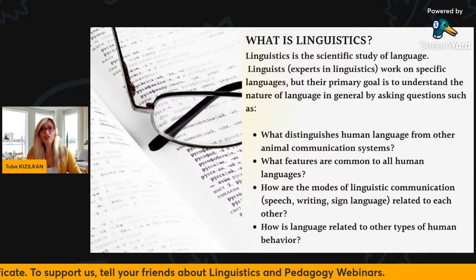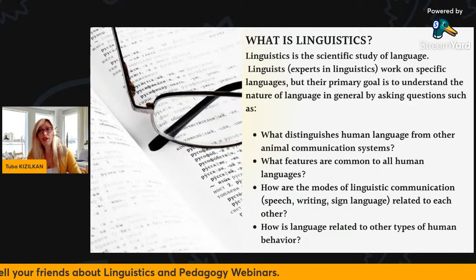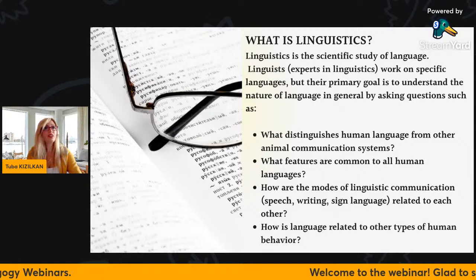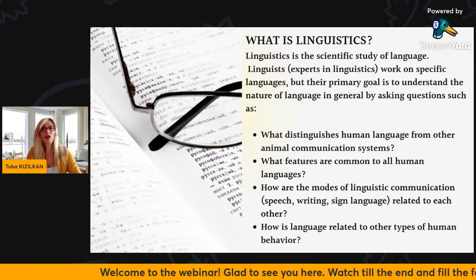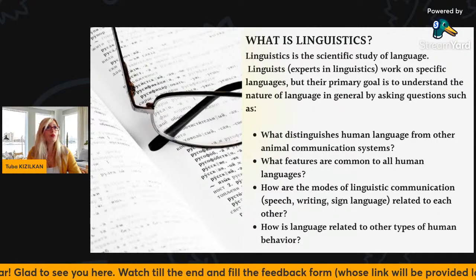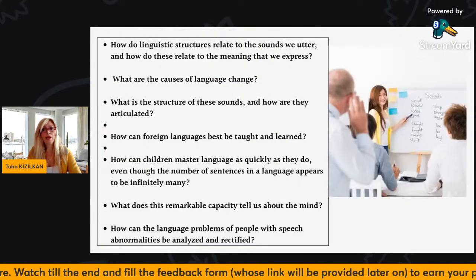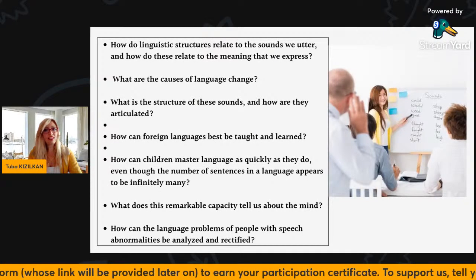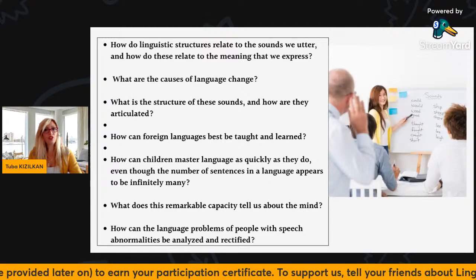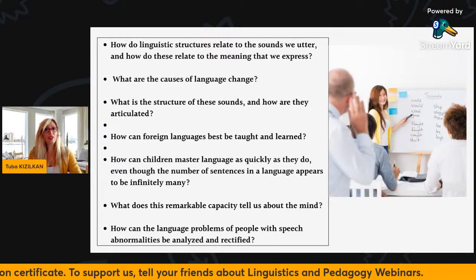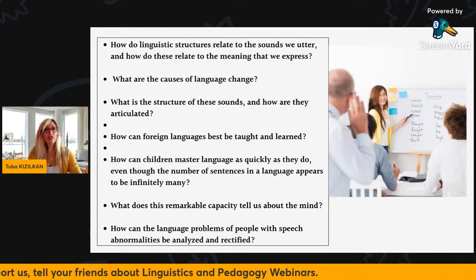And how are the modes of linguistic communication, for example, writing, sign language, and speech, related to each other? What is the interrelation between the modes and components of linguistic communication? And how is language related to other types of human behavior? That's also a crucial question. And we can ask many questions, and maybe our attendants can ask more questions and contribute, and they might have lots of very good questions in their minds. And we can go like that.